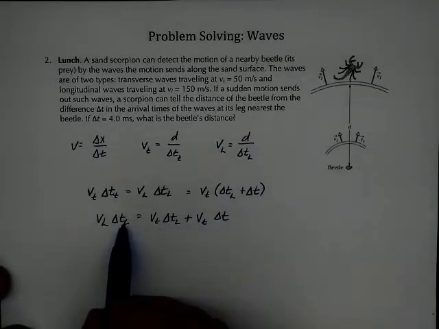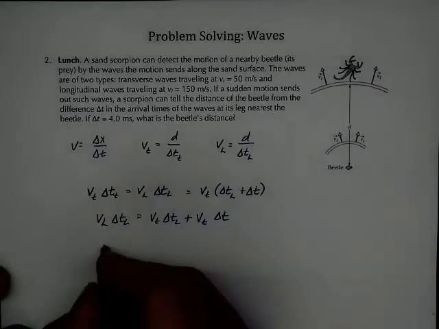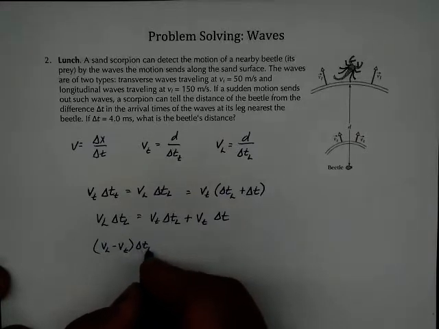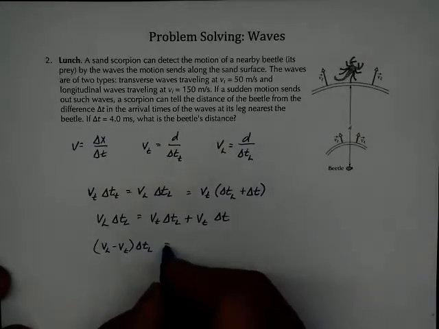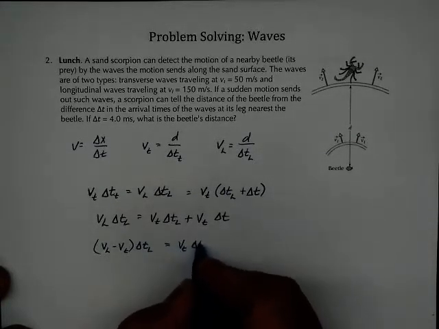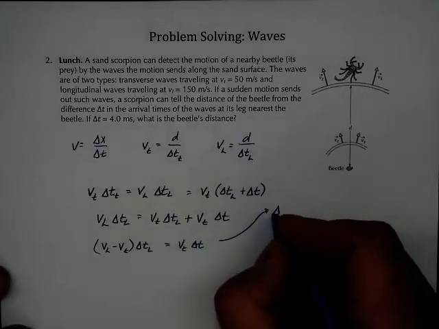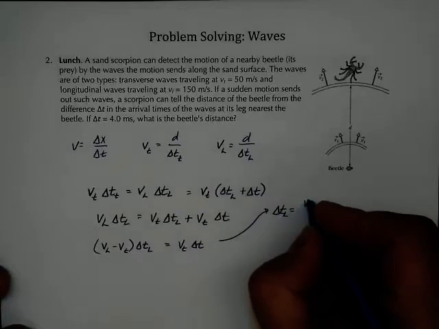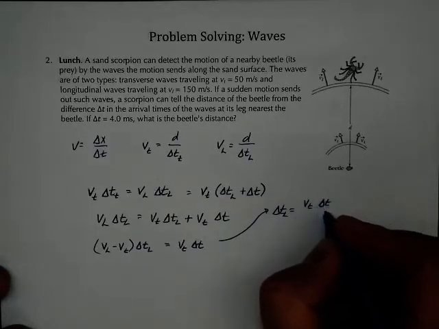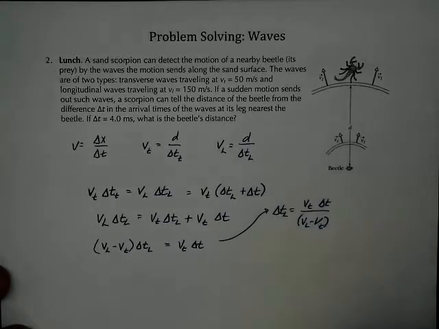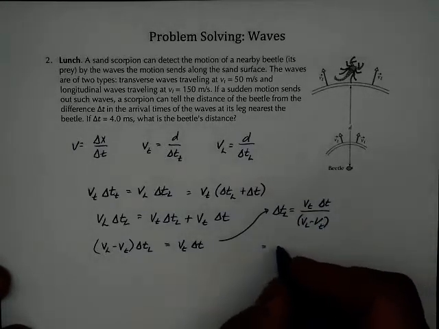If I solve for the longitudinal time and get both things over here, I'll have longitudinal speed minus transverse speed times the longitudinal time is equal to the transverse speed times the time difference. And solving for that longitudinal time, it's going to be the transverse speed times the time difference over the difference between those two speeds. Then we can go ahead and plug in numbers.